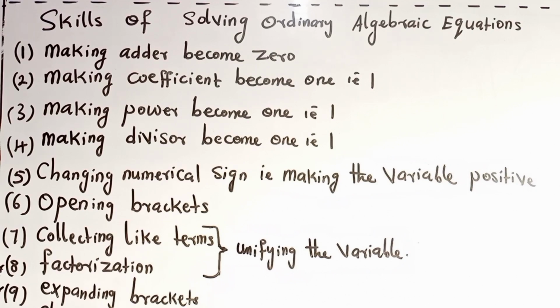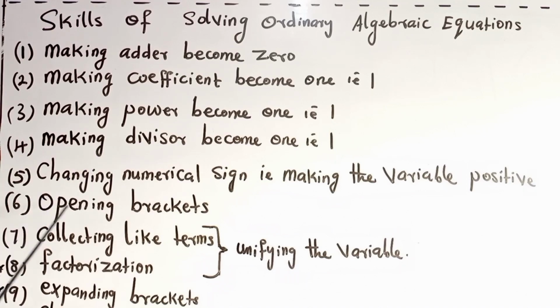These skills are the same thing as the skills of overcoming those obstacles we identified earlier. There are about 12 skills needed. Number 1, making other become 0. Number 2, making coefficient become 1. Number 3, making power become 1. Number 4, making divisor become 1. Number 5, changing numerical sign or making the variable become positive.